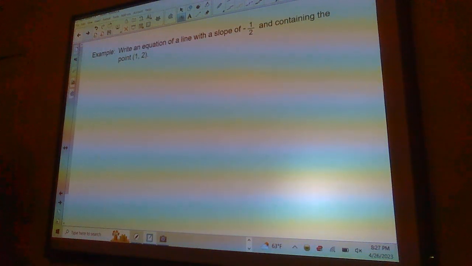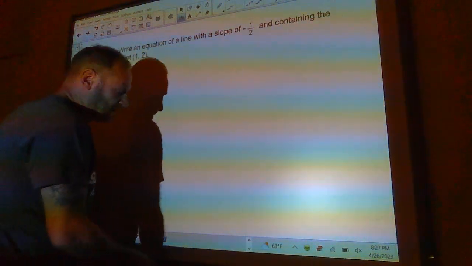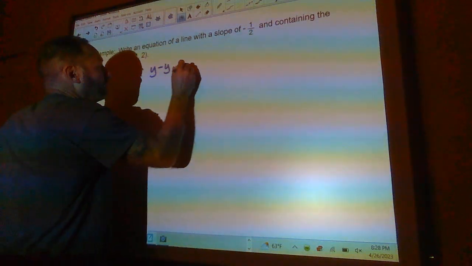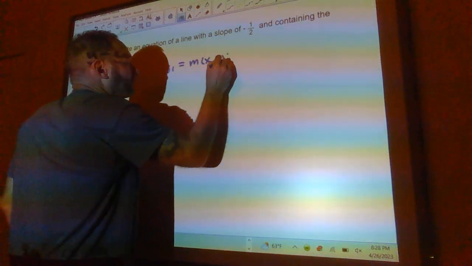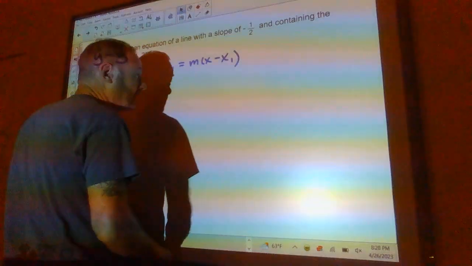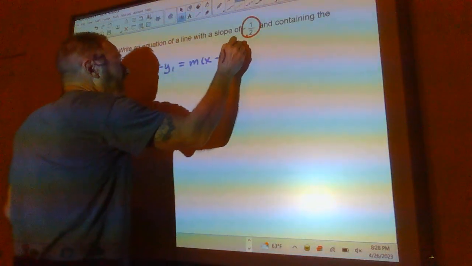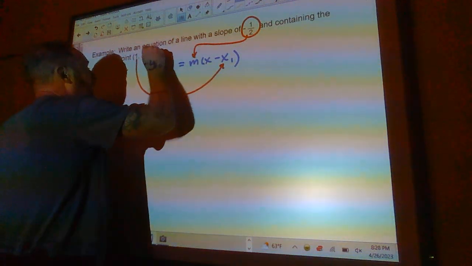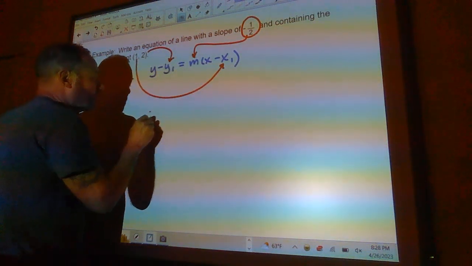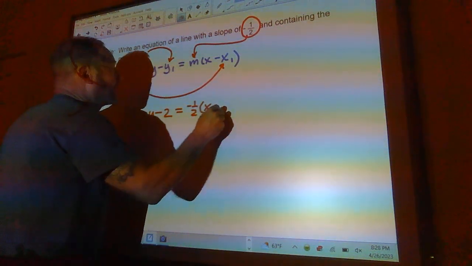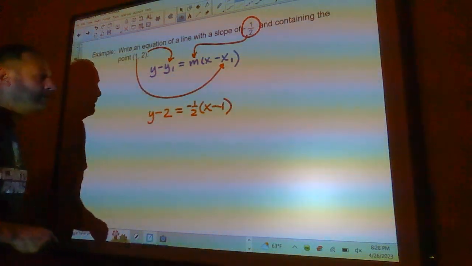Okay, write an equation of a line with a slope of -1/2 and containing the point 1, 2. All right, without a graph, this is actually easier to use point slope form. So I'm going to go ahead and write that down. I always like to write down my formula because it tells me where everything goes. Okay, so there's my slope. It's going to go right here. Here's my x coordinate. It's going to go here. Here's my y coordinate. It's going to go here. So I'm going to get y minus 2 equals -1/2 times x minus 1.